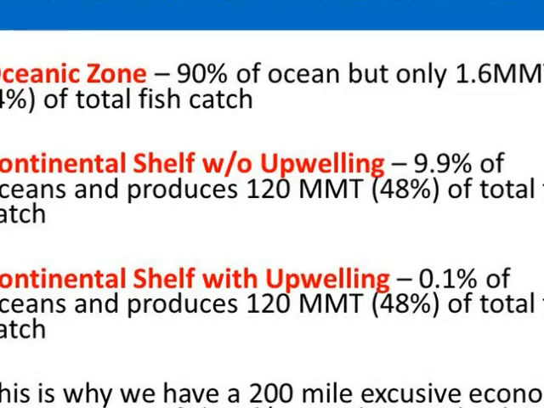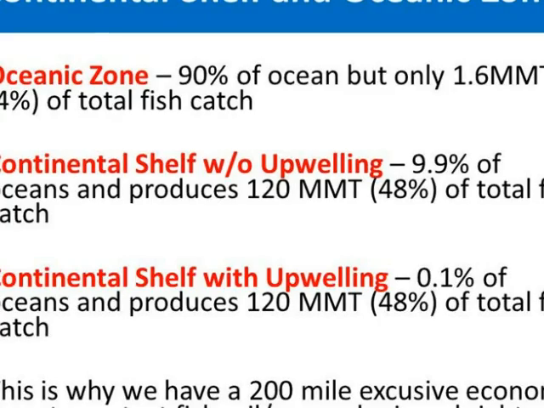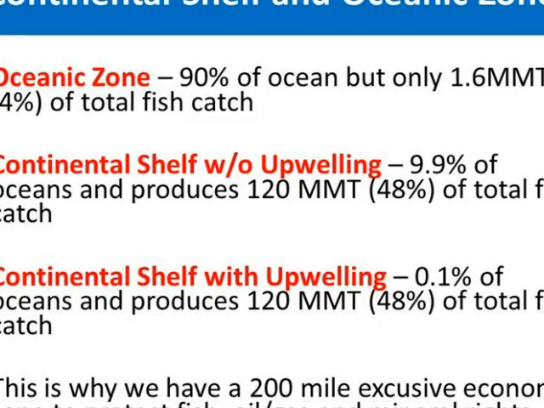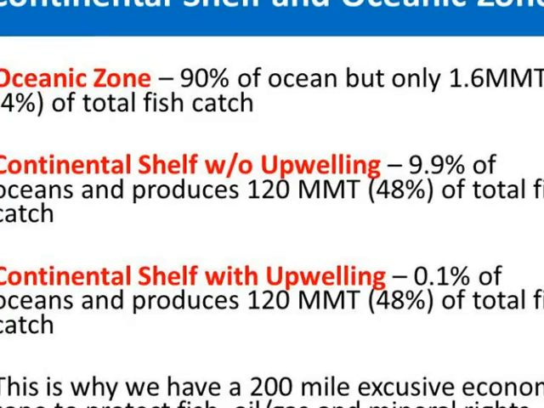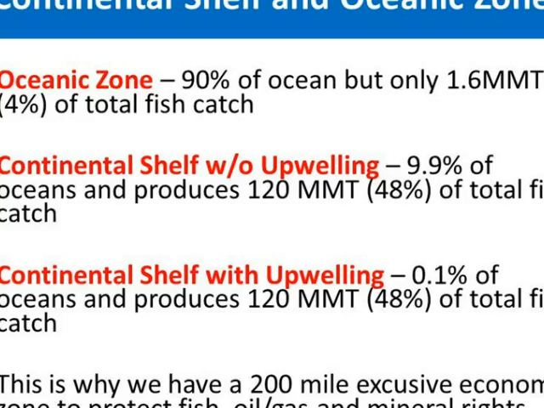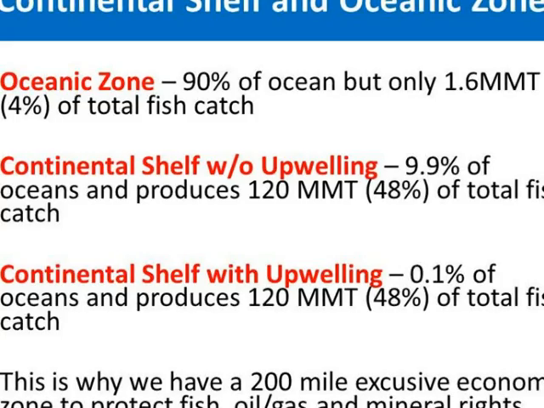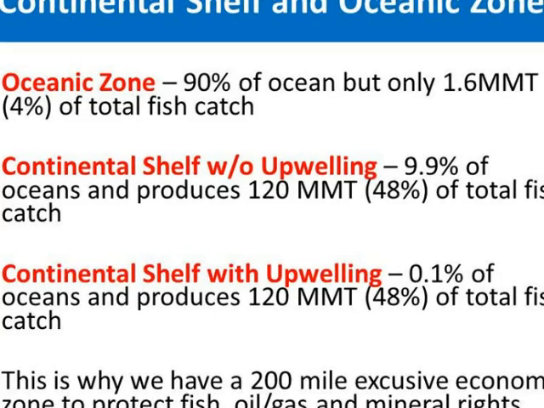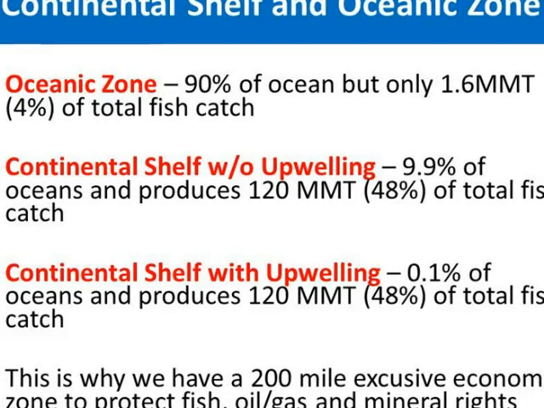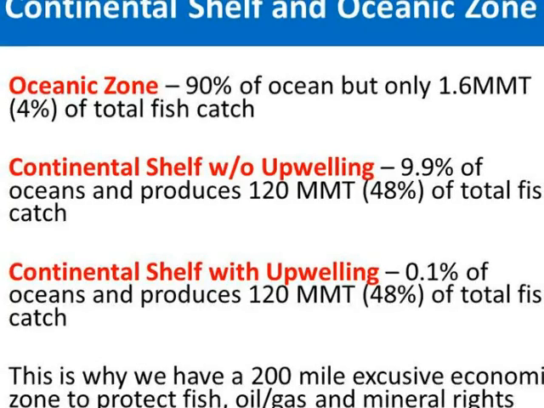Now, the next biome I want to talk about in habitat is our continental shelf and oceanic areas. When we look at the oceans, 90% of our ocean areas are called oceanic areas, which are your deep water areas. And of course, the oceans and continental shelf areas are the largest habitat on Earth. Even though they're deep water, the ocean areas only produce 4% of the fish production in commercial fish catch.